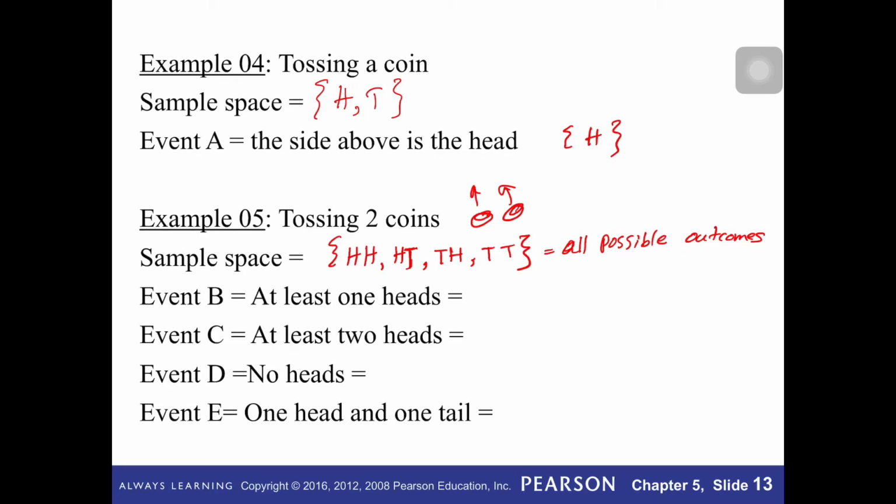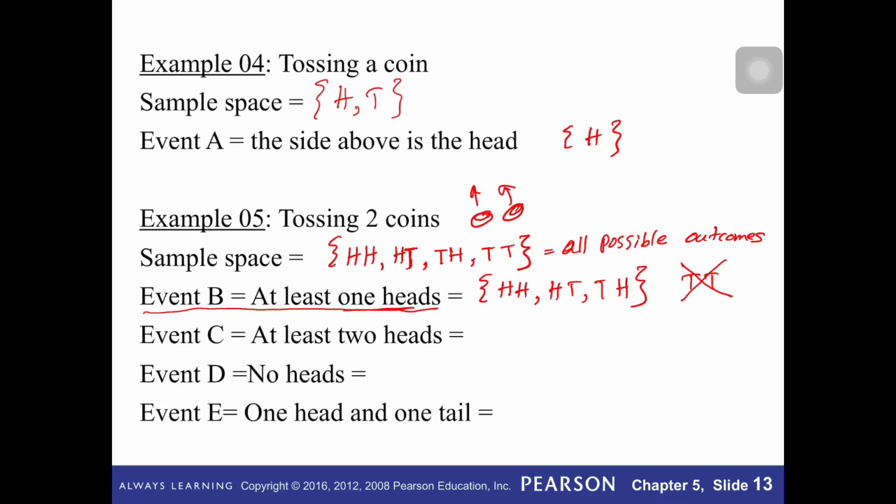Clear? Event B: we define this event as at least one head. Under this example, what are the outcomes? At least one head means two heads can also occur, right? It's possible. So in these pairs, we have at least one head. Can we consider tail tail? No, because there are no heads.